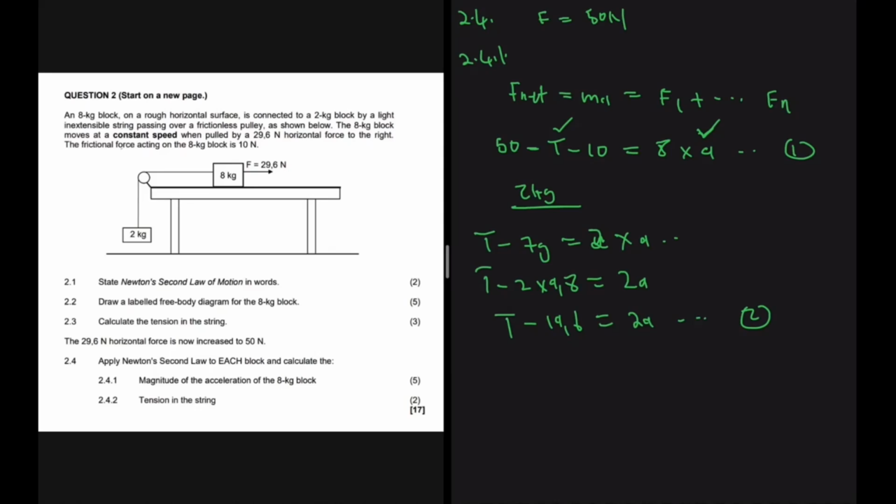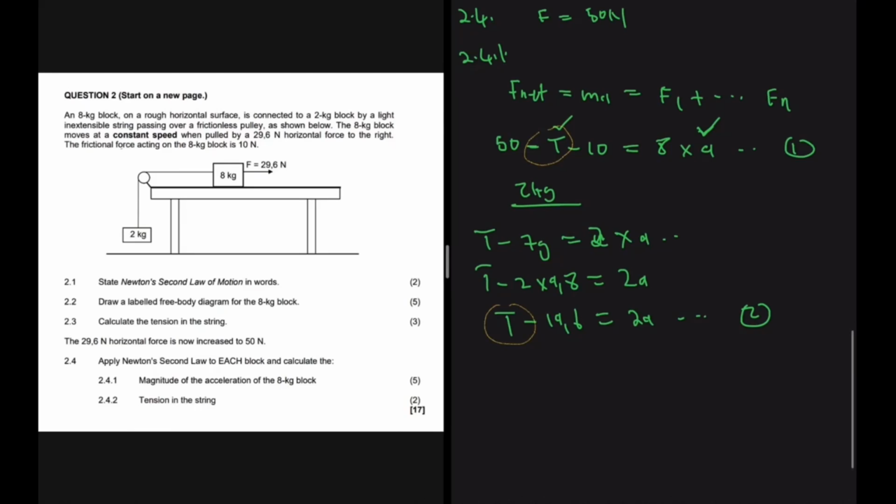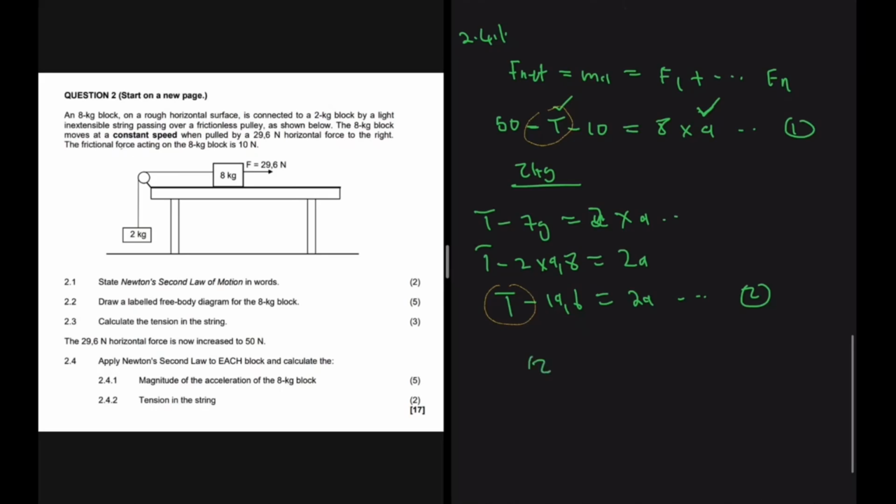But the way I like doing it is, on the first equation, look at this part. We have minus t, right? And then on the second equation, we have t. So if you add these 2 equations, t is going to cancel out, so you're going to be left with only a, and then you can just solve for acceleration. So let me practice what I preach.